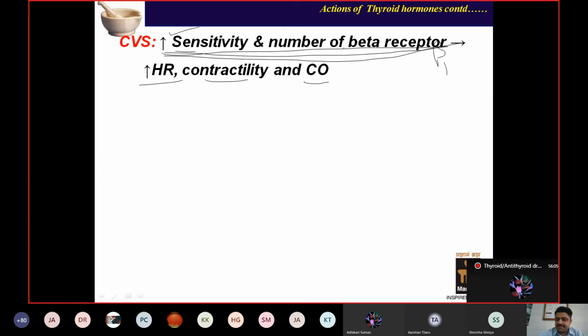Roll number 9, are you there? Yes, sir. How does thyroid hormone affect the cardiovascular system? If the thyroid hormone is more, it will increase the sensitivity and number of beta receptors, which will increase heart rate and cardiac output. So the hormone is affecting the beta receptor sensitivity and number.